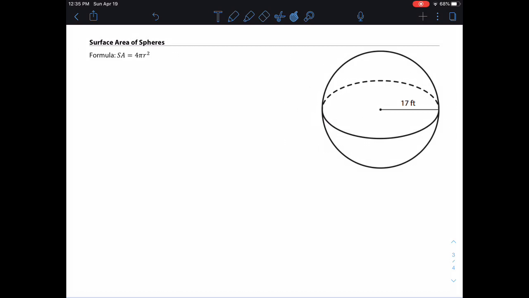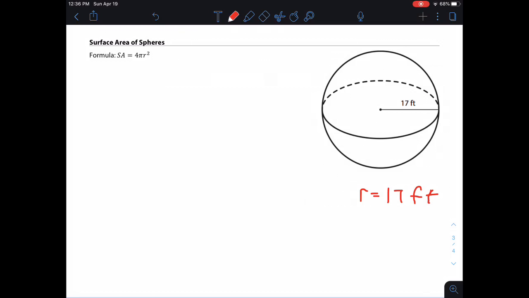And the cool thing about spheres is we only need to know one thing in order to find the surface area of a sphere. We only need to know the radius. In this case, the radius is 17 feet. So the only thing we have to be careful of is making sure that the number we're given is the radius, because sometimes we might be given the diameter.